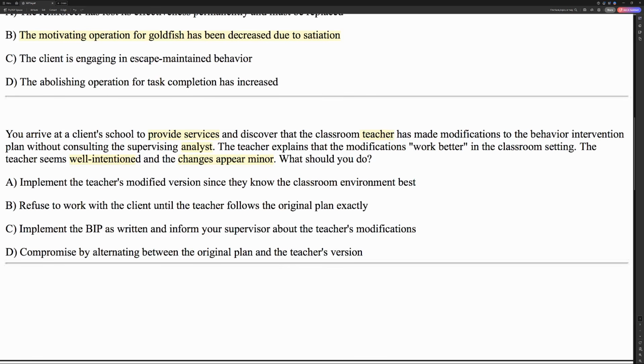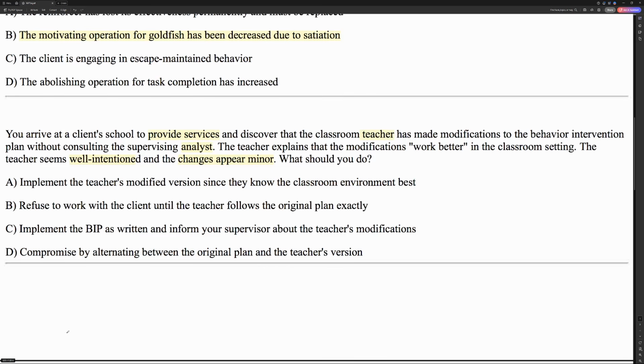C, implement the behavior plan as written and inform your supervisor about the teacher's modifications. Yes, you've got to just continue the BIP as written before the modifications, and then let your supervisor know what changes the teacher made. Then the BCBA can go in, talk to the teacher, and they can decide how to move forward. But you don't refuse to work, and you don't use modifications that aren't approved. You've just got to do the BIP as you know how to do the BIP.